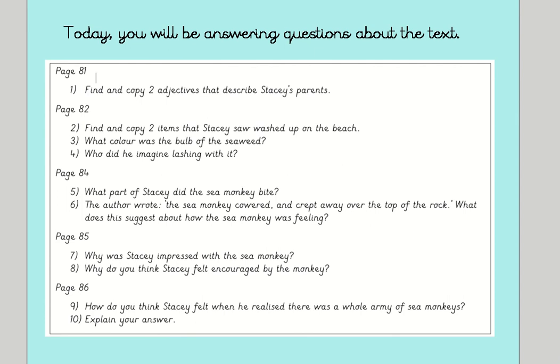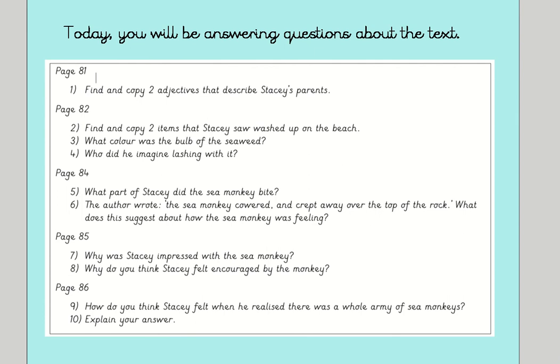On page 82, I'd like you to answer the questions. Find and copy 2 items that Stacey saw washed up on the beach. What colour was the bulb of seaweed? And who did he imagine lashing with it? On page 84, I'd like you to answer the questions. What part of Stacey did the sea monkey bite? And the author wrote, the sea monkey cowered and crept away over the top of the rock. What do you think this suggests about how the sea monkey was feeling?